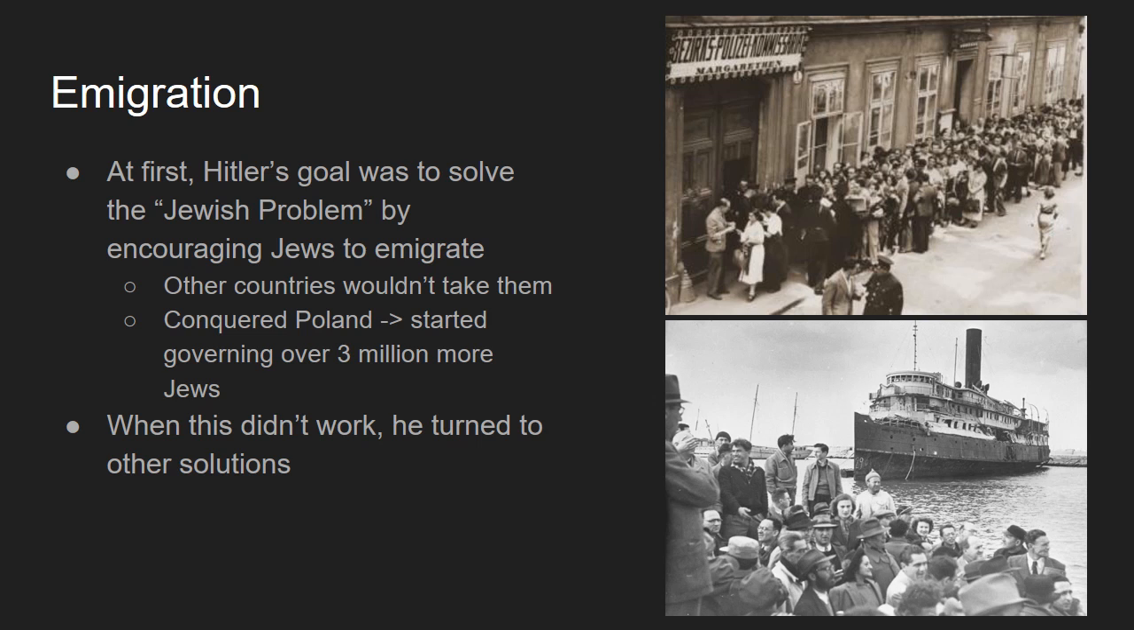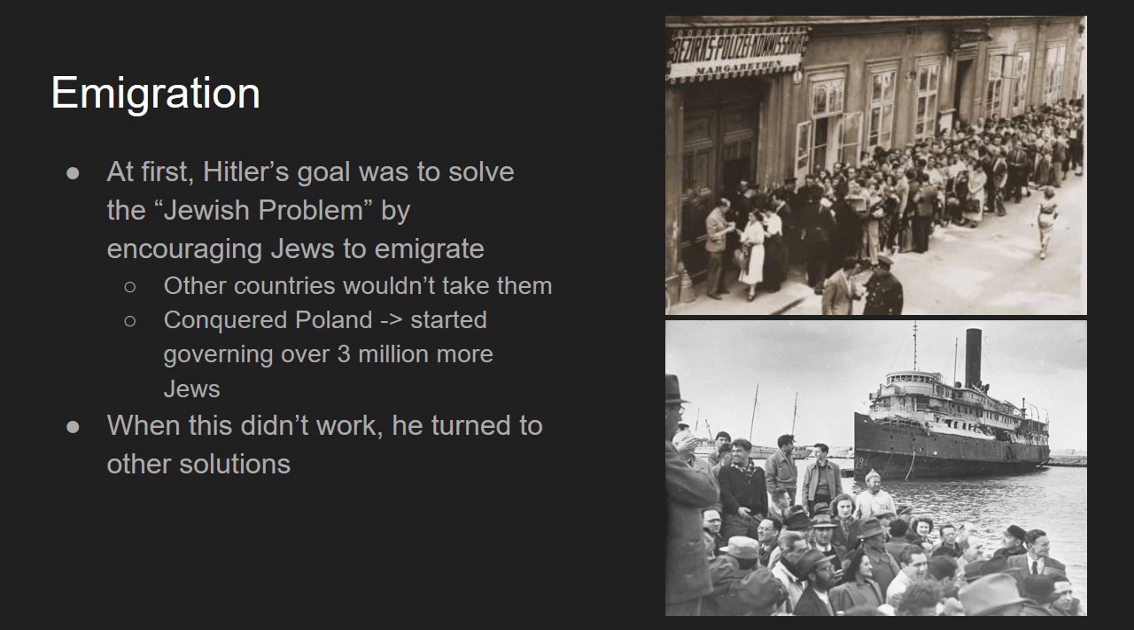Another issue was that many Jews decided to emigrate to Poland. Poland already had a really high Jewish population, and many Jews went there as this emigration wave happened. And then Hitler conquered Poland. And at that point, he was governing over 3 million more Jews than he had before.